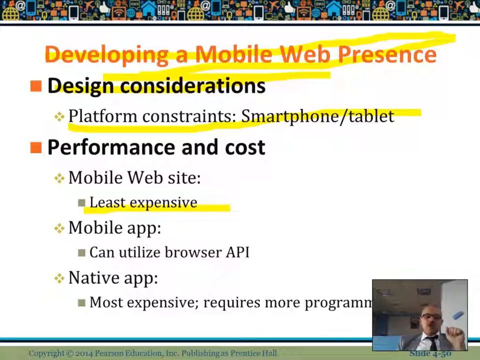And then you want to check your performance and cost. Mobile sites are the least expensive. A mobile app can utilize browser APIs. Do you know what a browser API is? You have a mobile application, but it has some APIs. An API is a way to interface, so you can go to your website and bring the data from there. And a native app is if you make an application from scratch, like a game that never existed. Very expensive, requires more programming.